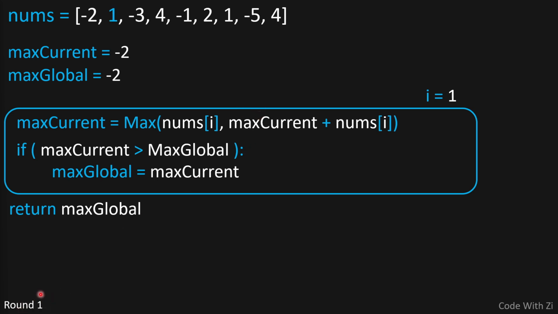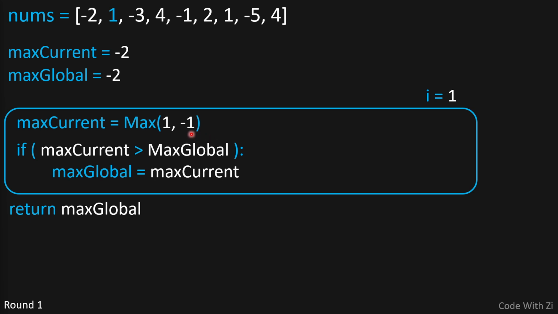Then we're gonna enter this loop, and we're gonna say, this is gonna be round 1 in our loop. In this round, our I is gonna be pointing to this number because nums of I is gonna be 1, as you can see. And then we're gonna say, max current is equal to max of nums of I, which is 1, or max current plus nums of I. Well, max current is -2, as you can see, plus nums of I, like so.